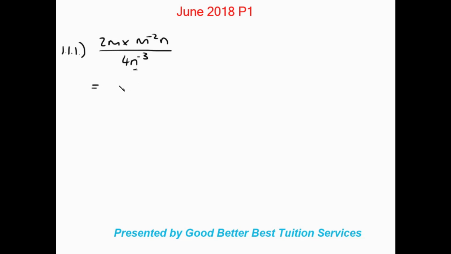Once we do that, we get 2m to the power of, remember your laws of exponents, this invisible 1 over here. If we're multiplying these two, we're adding the exponents. So this is 1 plus negative 2, so you end up with negative 1, and you're left with the n over there. Then you'll have that over our 4n to the power of negative 3.